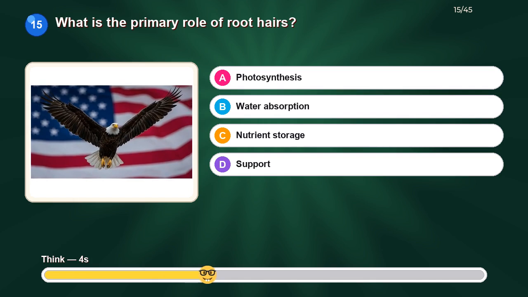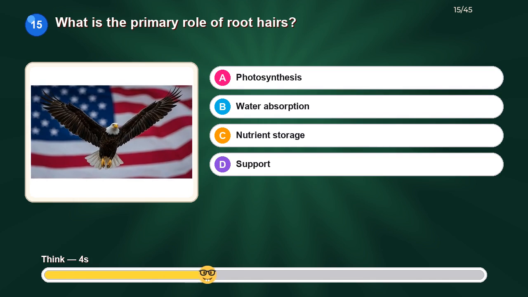What is the term for the fleshy part of the fruit that develops from the ovary? Option A, pericarp. Option B, endosperm. Option C, seed coat. Option D, placenta. The correct answer is pericarp.